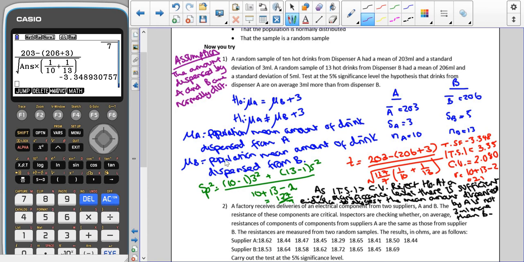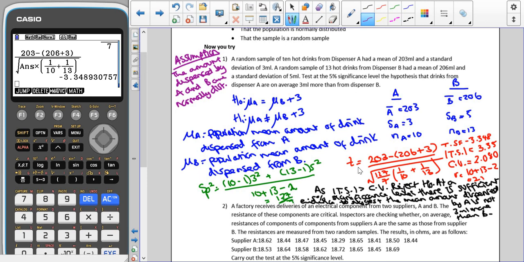And again, you can see that I've defined what mu A and mu B mean. So we've got the population mean amount of drink dispensed from A and the population mean amount of drink dispensed from B. I've then summarised what was written in the text part here. Use my SP squared formula, which was 10 minus 1 times 3 squared plus 13 minus 1 times 5 squared, all divided by 10 plus 13 minus 2, which gave me 127 over 7. So it gave me an exact fraction, so I just kept it as that for my working.